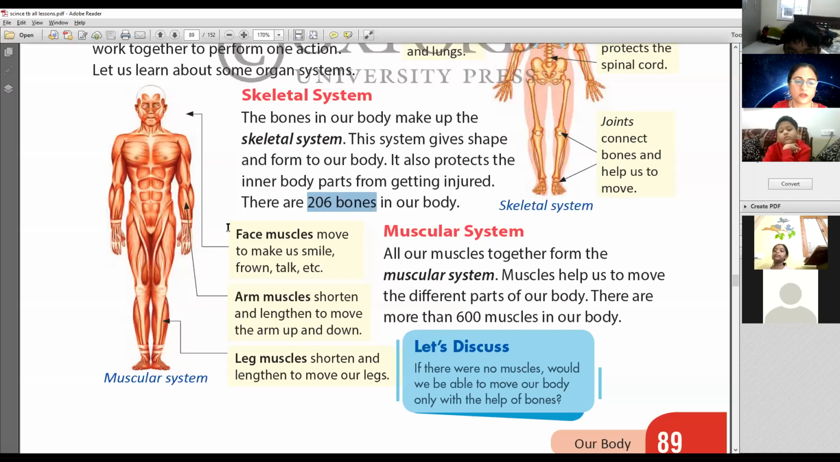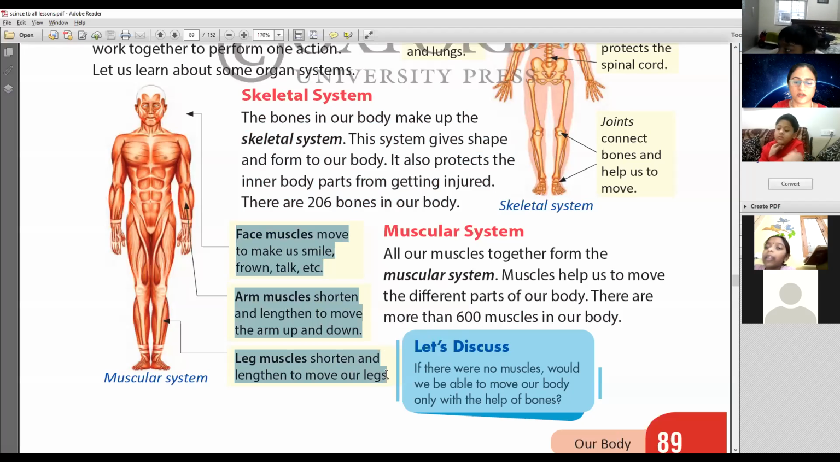Ashita, read these short points. Ma'am, when we grow, the bones will also grow. Yes, see a small baby's hand, how cute it is. So the bone inside will also be very small. Slowly the bone grows, and your hand grows.